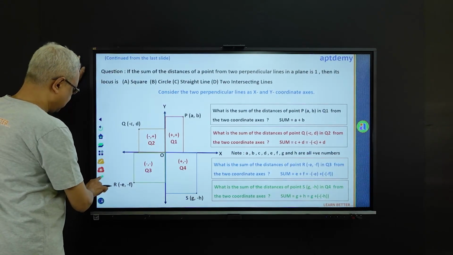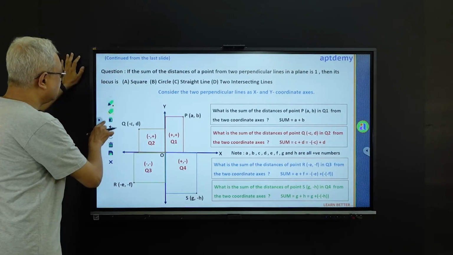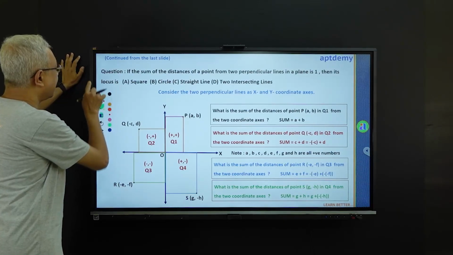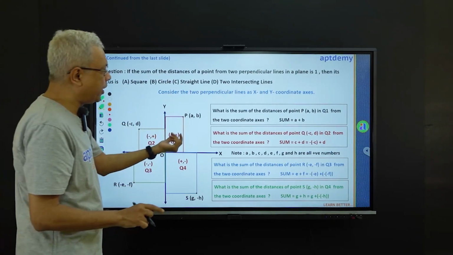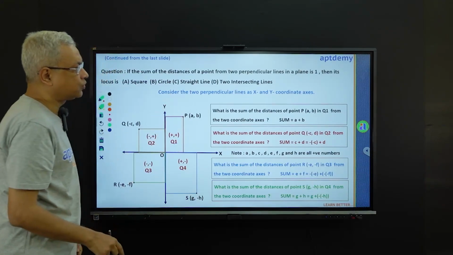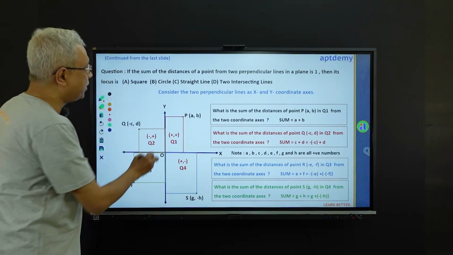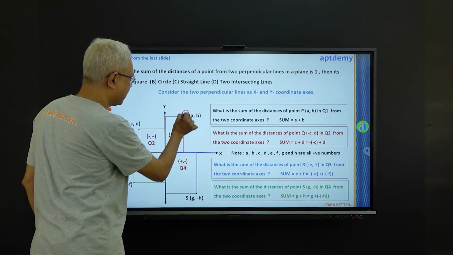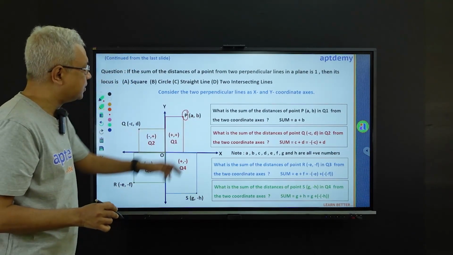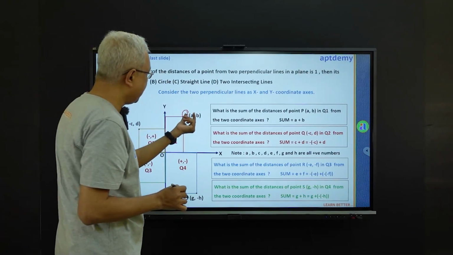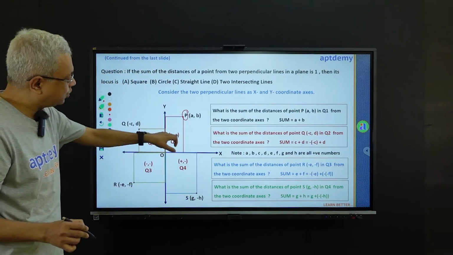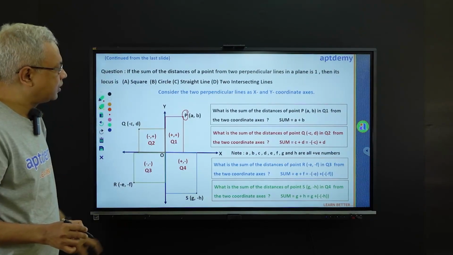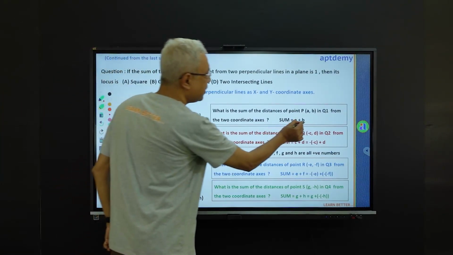See, let us discuss the situation when the point lies in any of the 4 quadrants. When the point lies in the first quadrant, say the point is P, whose coordinate is (a, b), where a and b are positive numbers. Here in the first quadrant, both coordinates are positive, and definitely the sum is a plus b.